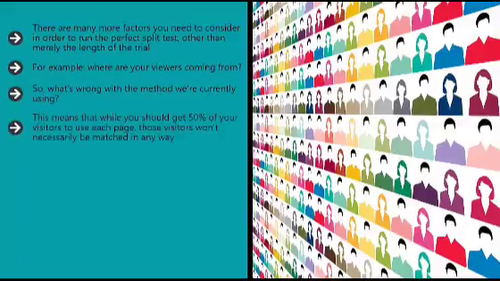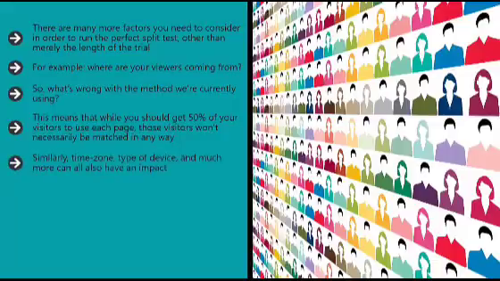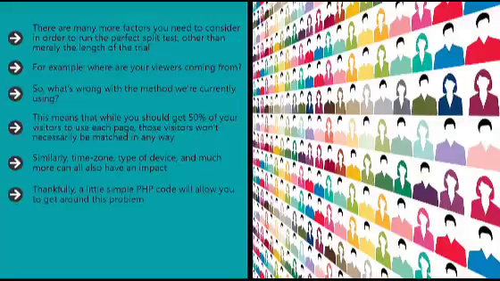This means that while you should get 50% of your visitors to use each page, those visitors won't necessarily be matched in any way. Pure chance might mean that everyone from Asia ends up on one version of your website, while everyone from the US ends up on another. This can skew your results again, owing to cultural differences. Similarly, time zone, type of device, and much more can all also have an impact. Thankfully, a little simple PHP code will allow you to get around this problem.